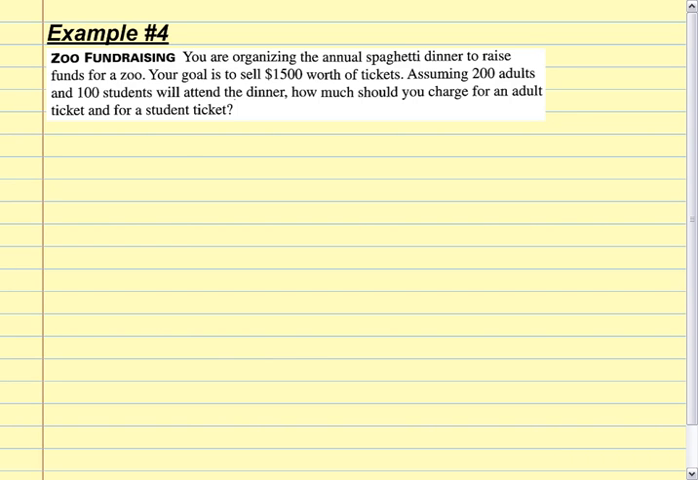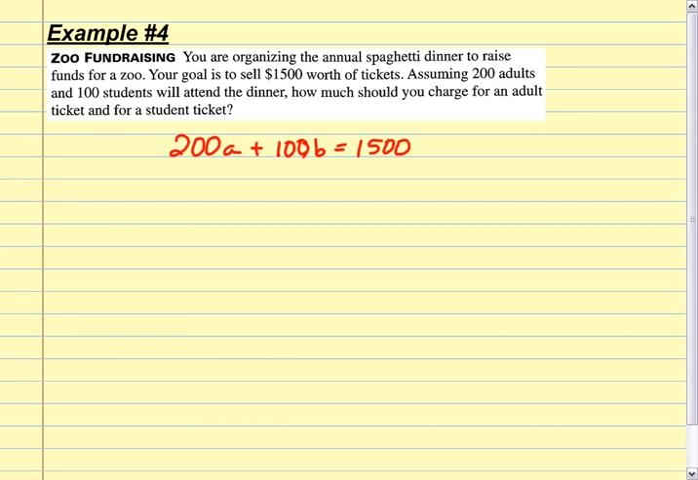We're going to have 200 adults, so it's going to be 200 times whatever we charge the adults, right? So A is the price that we charge the adults. And if we add that to 100 B, or no, not B, S for students. I don't like using S because it looks like a 5. We'll say B. B stands for students. That's how much we charge each student. If we add these two amounts together, we want to make sure that we get $1,500.